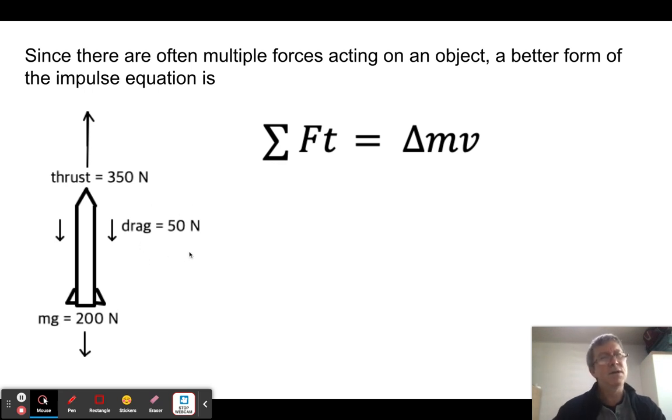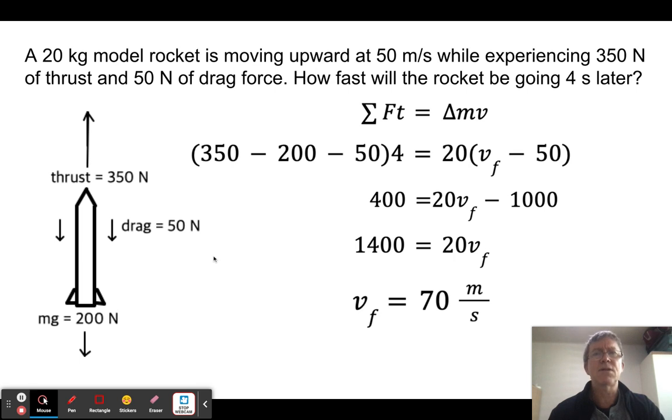So I want to figure out, how much is this thing going to change its momentum? If this is 200 newtons, that means it's a 20 kilogram rocket. And let's just say it was initially moving upwards at, not 500, at 50 meters per second, and it's experiencing the same thrust force, drag force, and gravitational force as before. What I want to know is, how fast is it going to be moving 4 seconds later? If these conditions exist for 4 seconds, what's the new velocity of this rocket going to be?